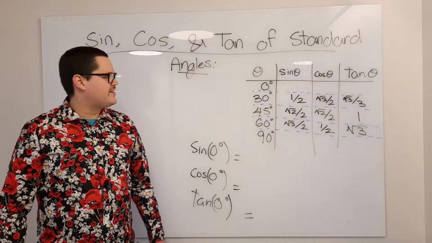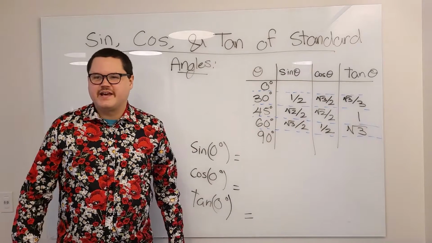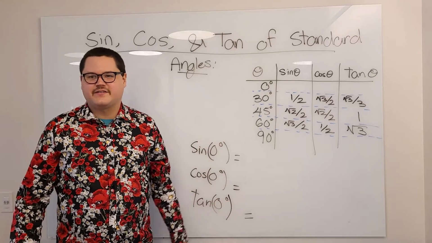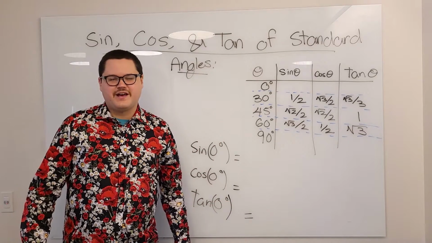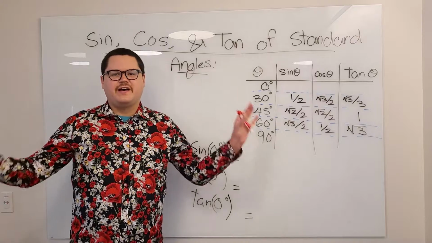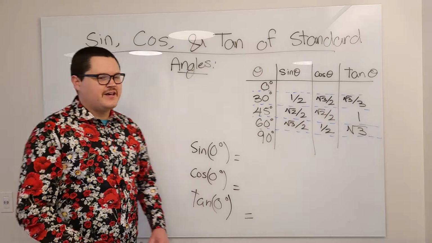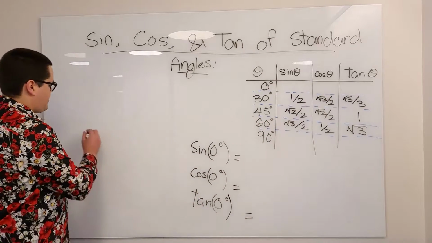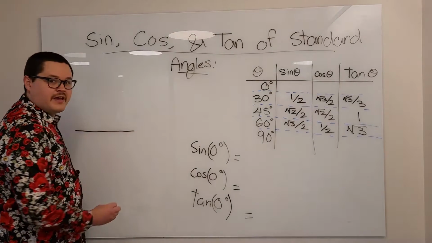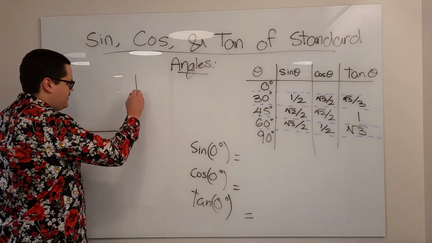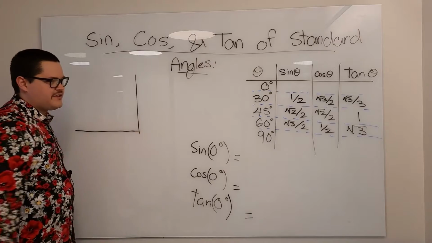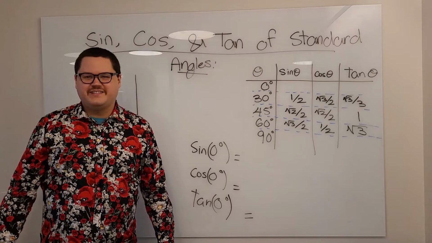Okay, so let's continue with sine, cosine, and tangent of 0 degrees and 90 degrees. For this, we're going to have to use our imagination. Can you imagine the ground and a wall next to the ground? If so, this will be easy.